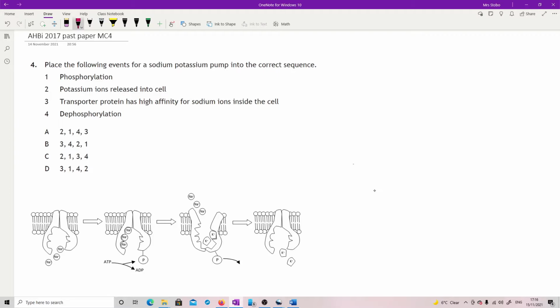So phosphorylation has to happen after the sodiums have bound. Okay, originally the sodiums have a high affinity, sorry, that's number 3 according to this. Okay, and then we have the sodiums released, and then we have dephosphorylation, and then we have our potassium ions released into the cell. So 3, 1, 4, 2. There we go. I'm afraid you just need to know it like properly well.